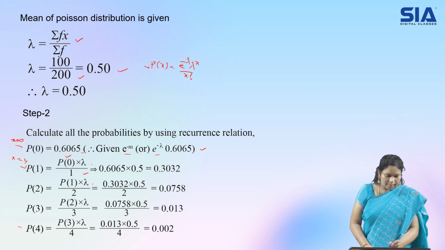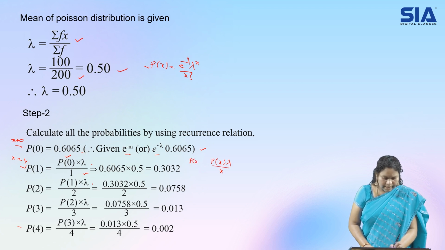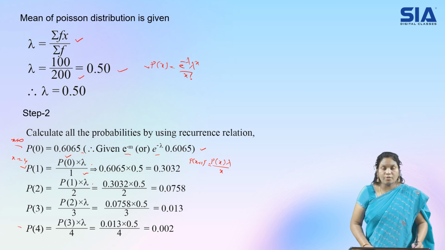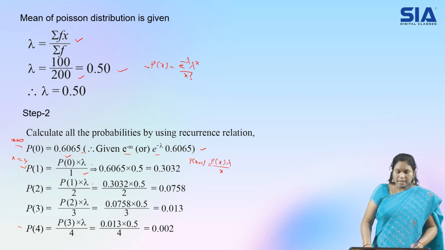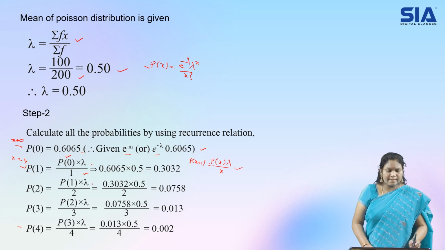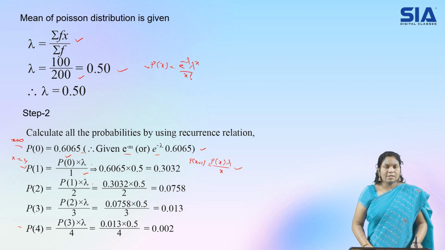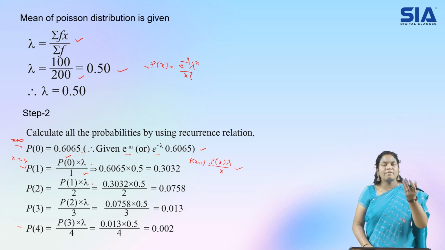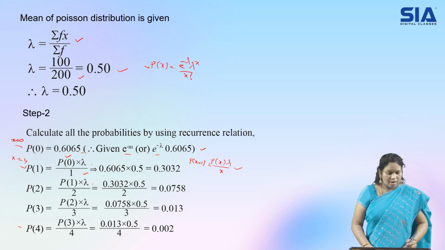So nothing but simply P of x value, P of previous value, into lambda by x value. So that is P of x plus 1 is equal to, if you want a generalized formula, this becomes the formula. Here I have done direct substitutions. Recurrence means we will be reusing the previous value, next reusing. So that is your recurrence relation formula.